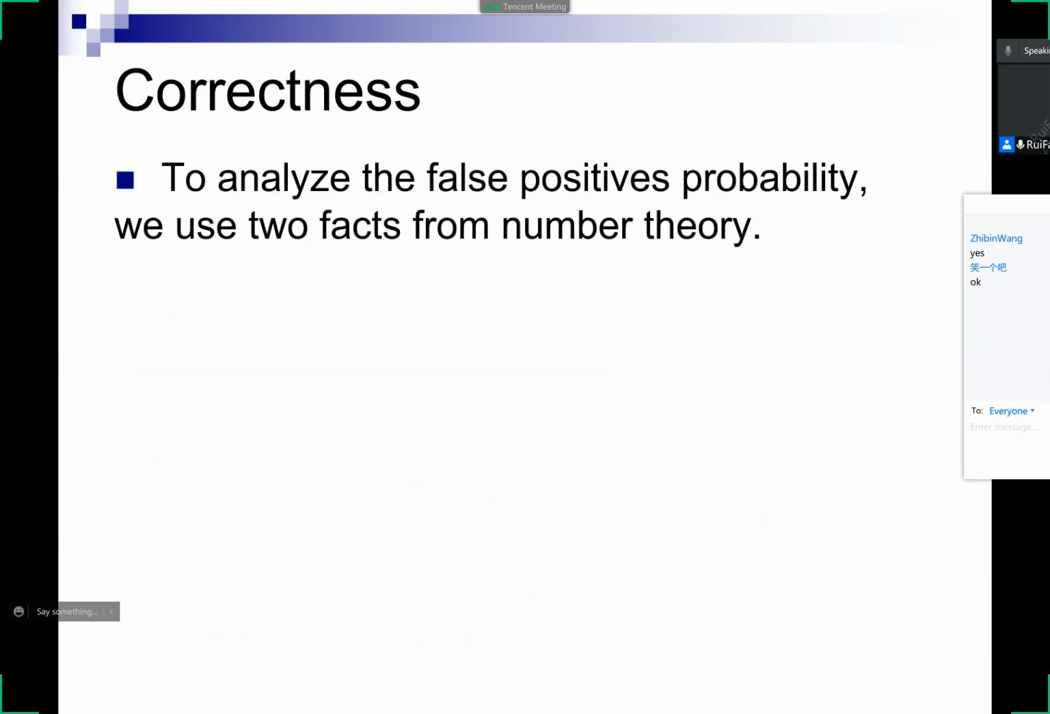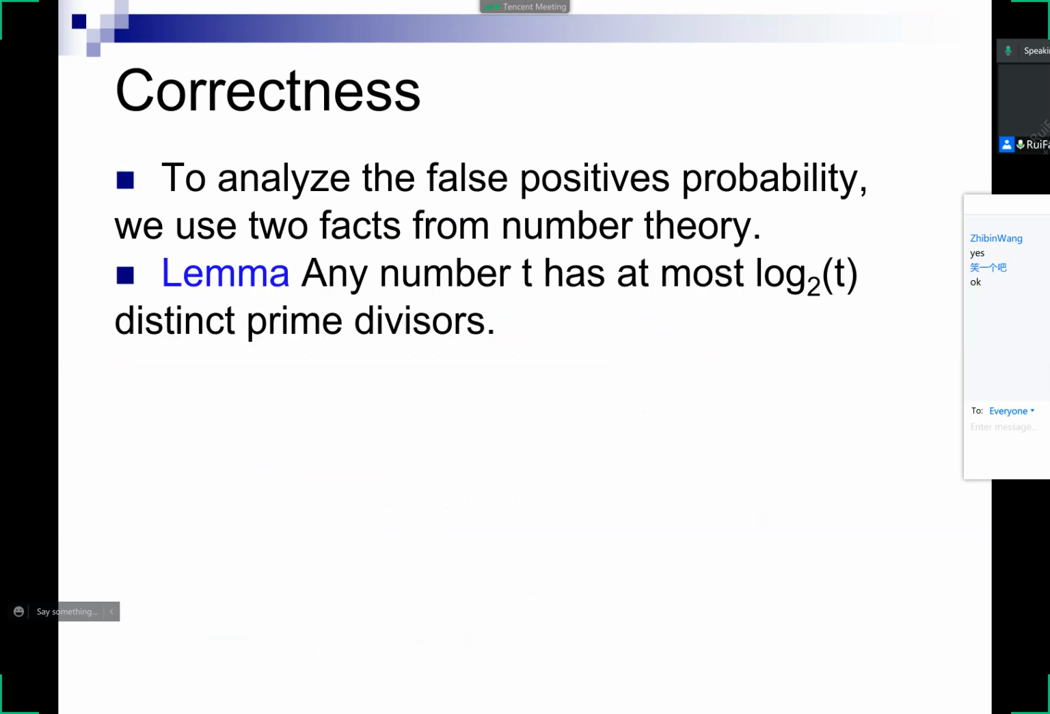And so we need a few facts from number theory. The first fact is pretty simple. What it says is that if you have a number t, any positive integer, then at most you have log t distinct prime divisors for this number. So for example, if you take the number 6, it's got two different prime divisors, 2 and 3. Basically, this lemma says that any number does not have too many prime divisors. It only has a logarithmic number of prime divisors.